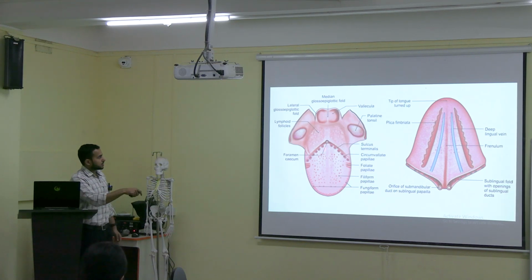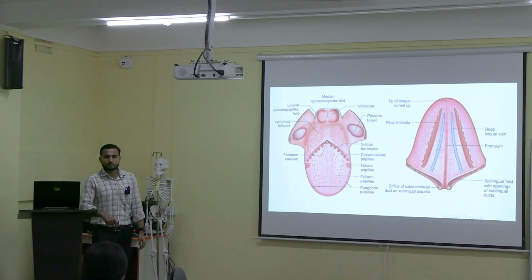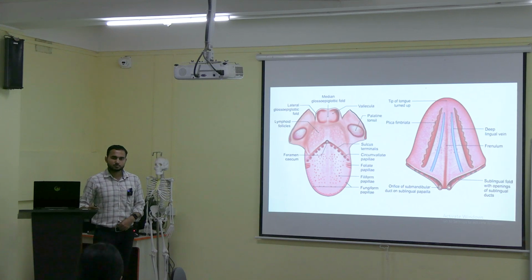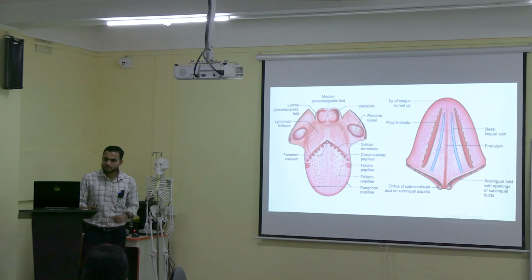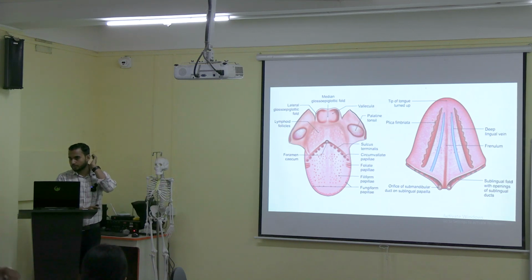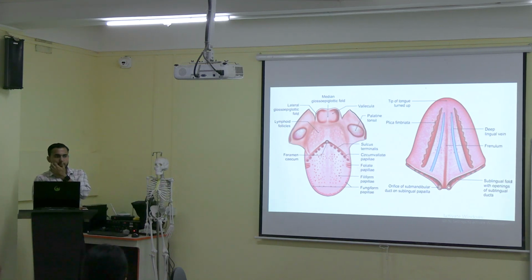Next, if you come to the dorsum of the tongue, the dorsal surface, it is not smooth, it is rough in nature. Now can anyone tell me why it is rough in nature? Taste bud? No, not because of taste bud. Any idea why it is rough in nature? I am talking about this part, it is rough in nature.